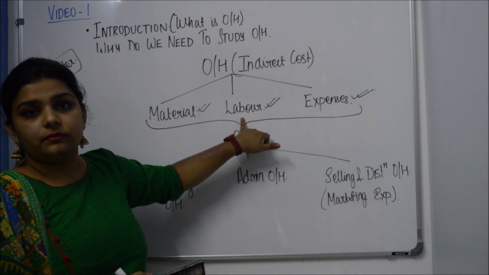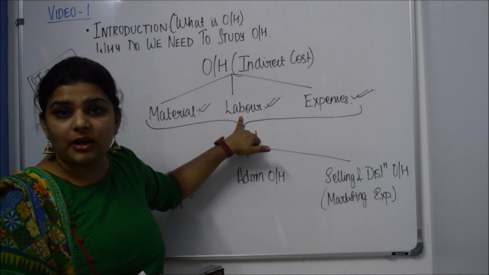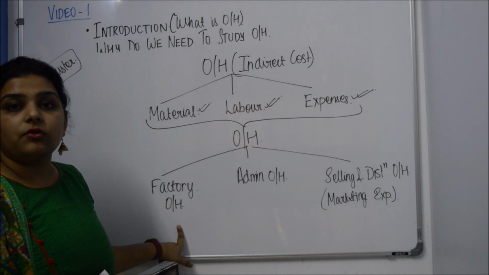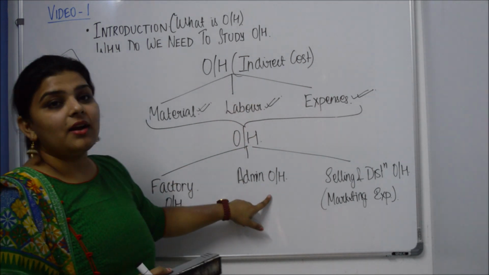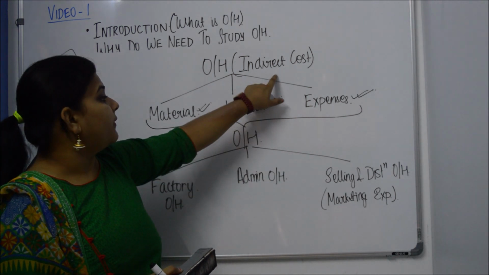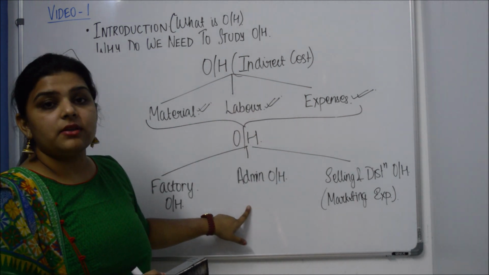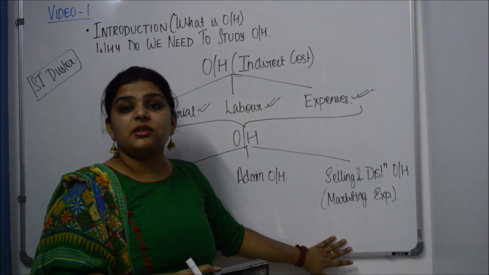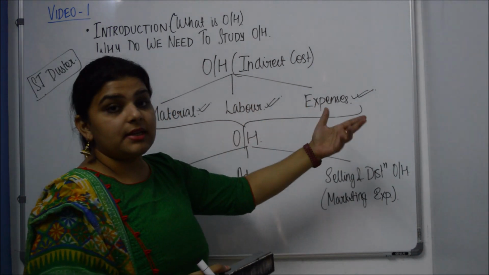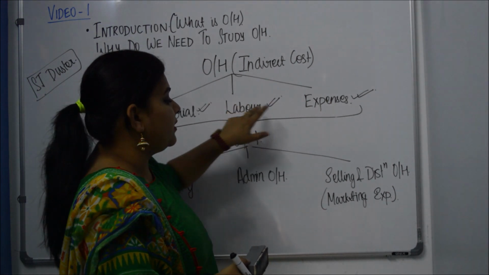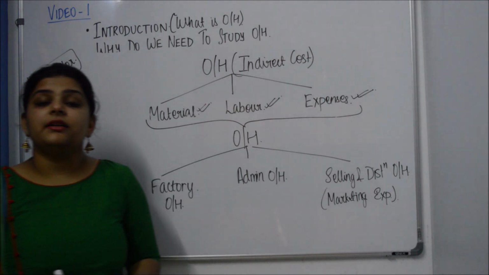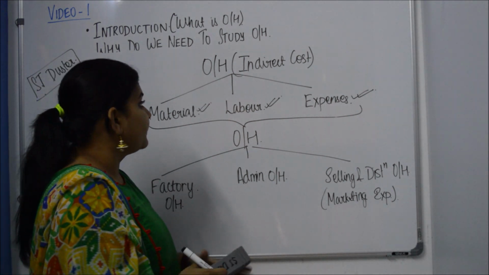Similarly, labor. The security guard at the factory, indirect labor at the factory, becomes a factory overhead. Security guard in the office, indirect labor in the office, becomes an admin overhead. Salaries to the sales staff or the salesman, indirect labor used by the sales department, come under selling and distribution overhead.